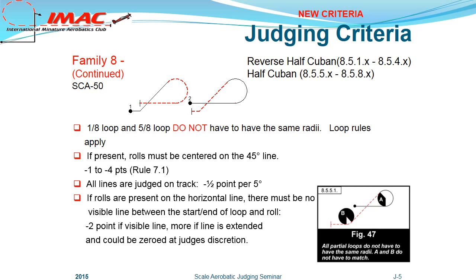The roll element and the partial loop element may not overlap. The downgrade is 1/2 point per 5 degrees. Since line length and partial loop size are up to the pilot, the entry and exit altitude may be different with no penalty.